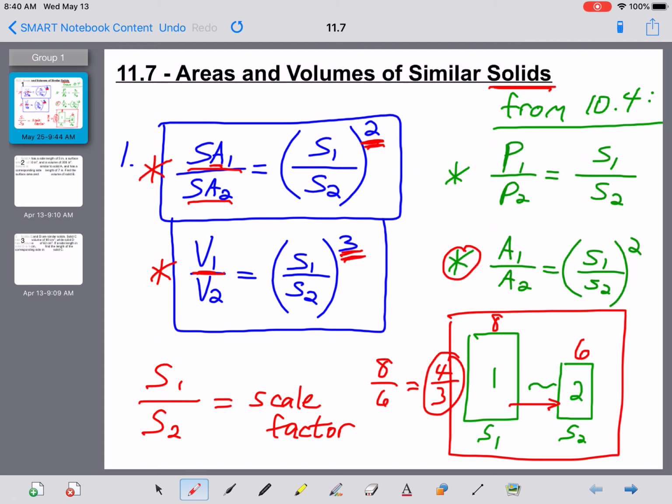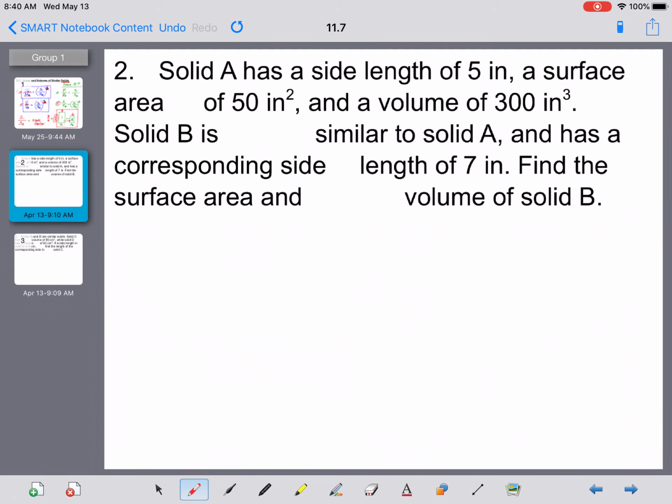Now the good news is those are the only two formulas we need for this particular section of notes, and the rest of it is going to go pretty quickly. They're not easy problems, but those are the only two formulas that we need. So let's move on to problem number 2.